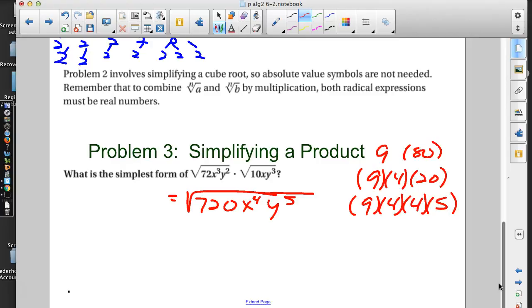Is 5 a perfect square? So what we want to know is that 9 times 4 times 4, what is that? Because that's going to be the biggest perfect square that we have that's going to go in there. What is it? Perfect square, 12 squared. So 144 goes into it how many times?